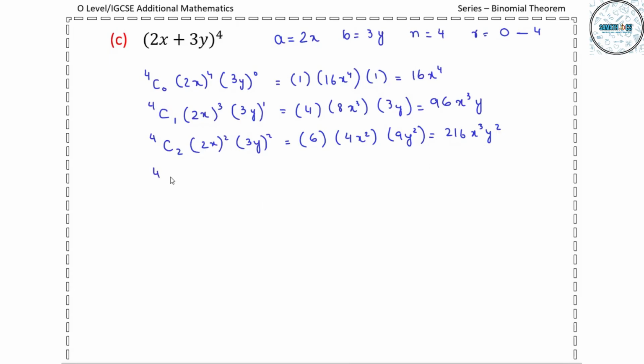Fourth term is 4c3, 2x with power 1, 3y with power 3 is equal to 4c3 is 4, 2x with power 1 is 2x, 3y with power 3 is 27y cube, which is equal to 216 x y cube.